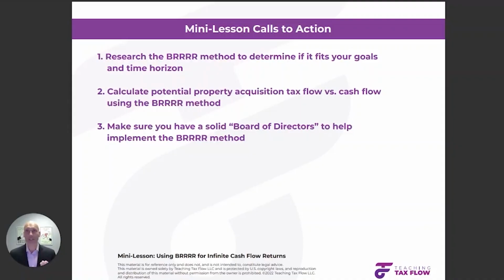We always talk about using the BRRRR method. Make sure that you're going to be able to hit those ARV and appraised value numbers before you even go into the project. And make sure you have a solid board of directors, which we teach in Teaching Tax Flow 101. You're going to need help with lending partners, a CPA or tax professional, and insurance partners. So make sure that board of directors is built out so you can implement BRRRR properly.